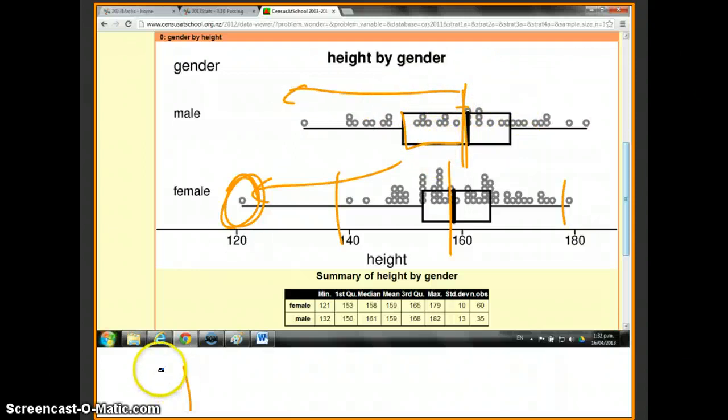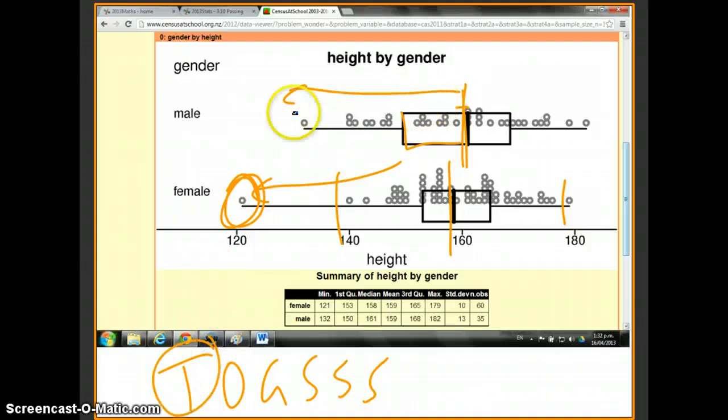So we've got S. So we've said that there's a bit of a tail this way, maybe, or definitely here. What's the O for? Outliers. That there could well be an outlier. Gaps. Well, there's a bit of a gap in the dot plot between here and here.